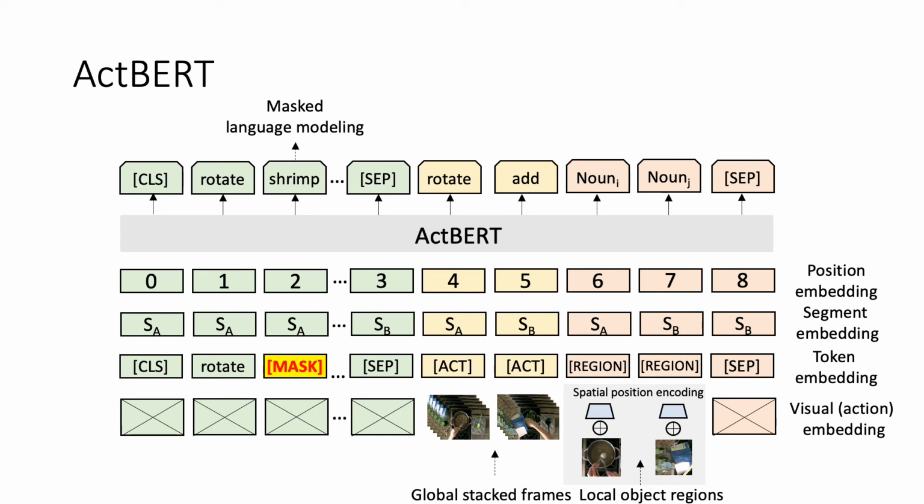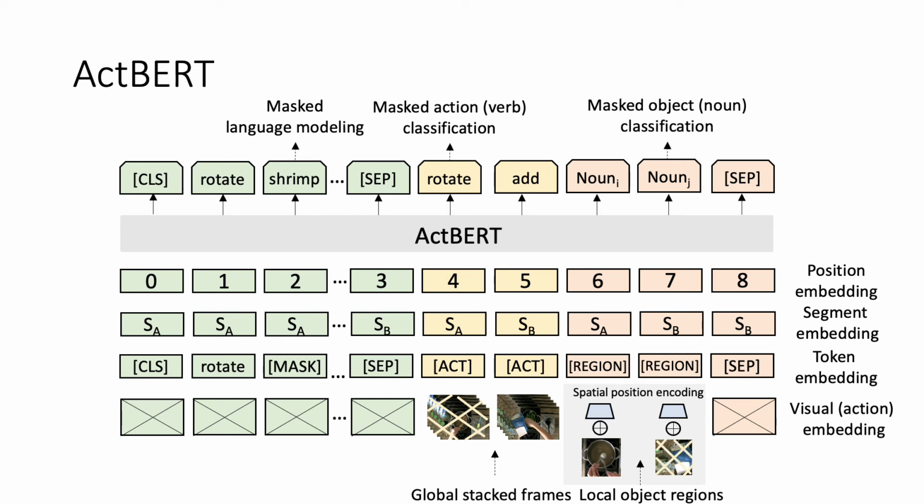The first is masked language modeling. Similar to BERT training, the word shrimp is masked out. The goal is to predict the masked word shrimp. The second task is masked action classification. For example, the rotate clip is masked out. The ActBERT is trained to predict the masked action.